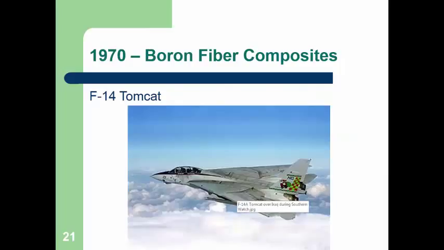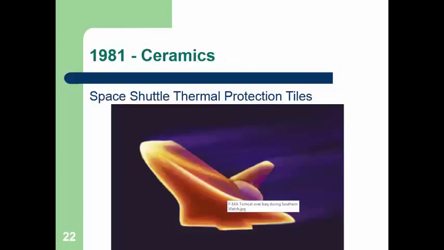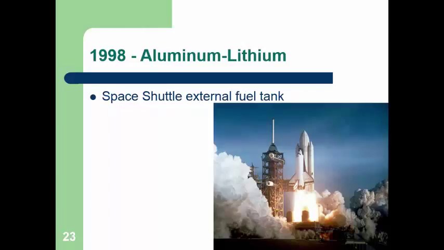And then continue on with the development of fiber composites. And we're going to talk more about fiber composites later in this course. We get into ceramics. An example of this would be the Space Shuttle thermal protection tiles from the 80s. Aluminum lithium was developed in the late 90s. Lithium is the lightest metal around, so when you combine this with aluminum, you can end up with a very strong, very light metal.